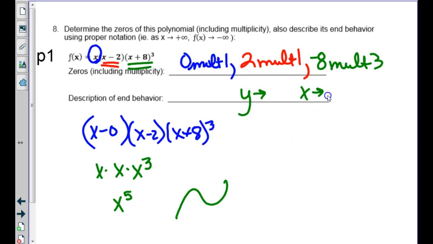X approaches -infinity. And what is it doing on the left? Down, and how do I say down? Y approaches -infinity. Okay, how do I say right? For right, the x-axis points to the right. Okay, y -infinity or positive infinity? What's it doing on the right? Which is positive infinity.